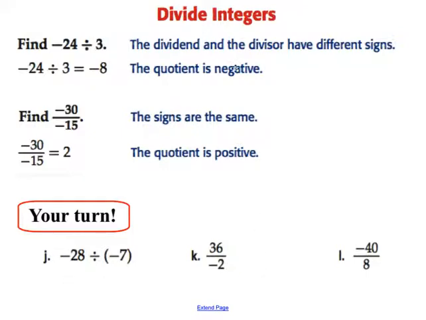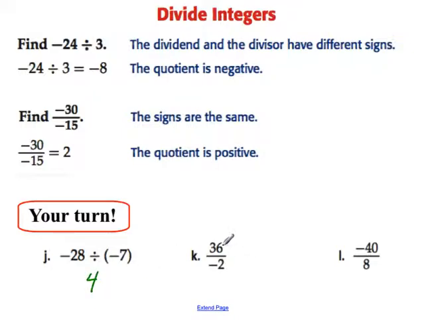Here are 3 more for you to try, and we'll work through the answers together when you come back. Pause the video. All right, I hope you were able to get through these. Both of them have the same sign, so a negative and a negative should give us a positive result. 28 divided by 7 is 4.